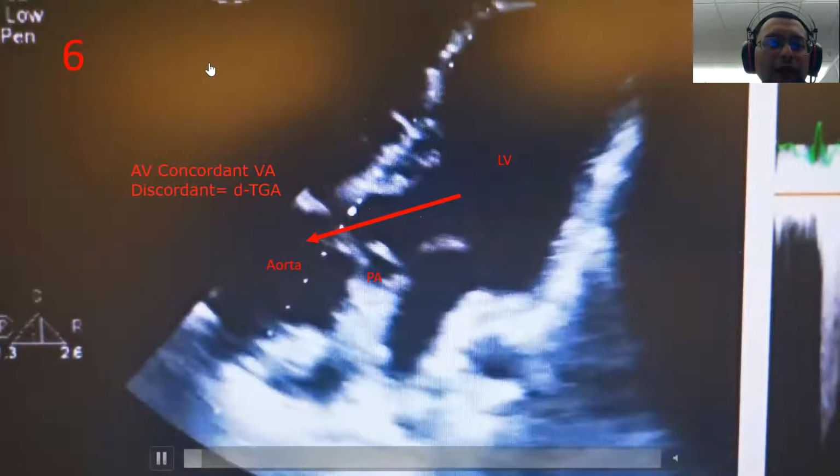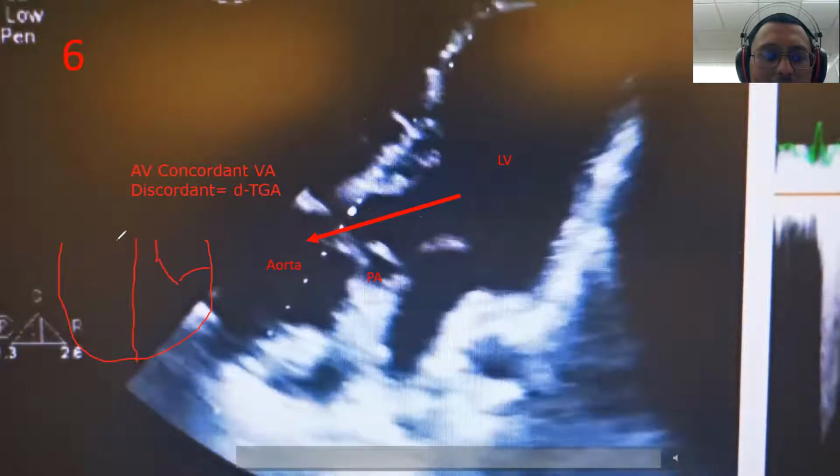Let me show you, and hopefully you can understand. Basically this is your heart. That's your heart there. Not the Mustard procedure, it is different. Not the Mustard procedure. So it is like this.